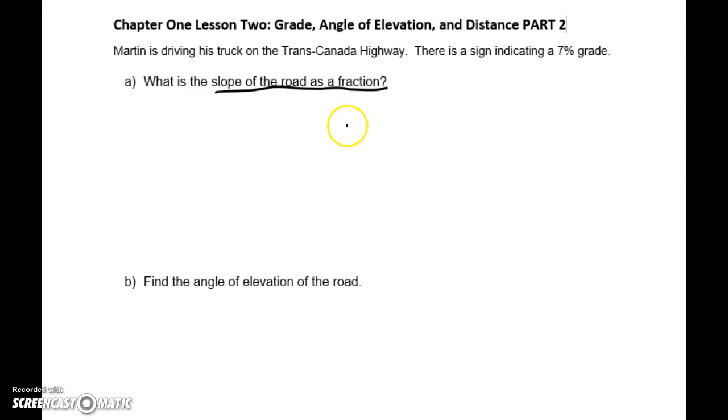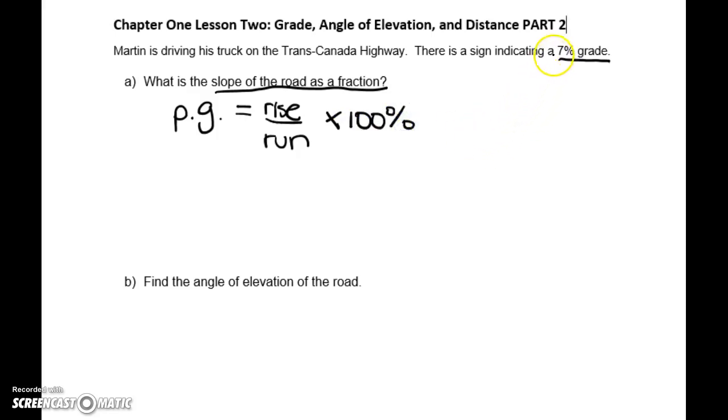In order to solve this question, you have to use what you're given in the question. You're not given a whole lot. All you know is that you have a 7% grade. So looking at the percent grade, we can go back and look at our formula that we learned in the last lesson. Our percent grade, which I labeled as PG, was equal to your slope, or your rise over run, multiplied by 100%.